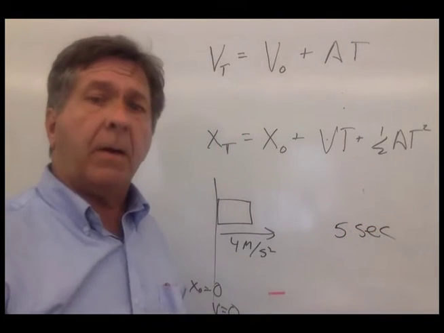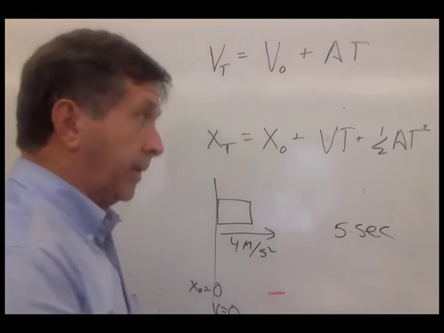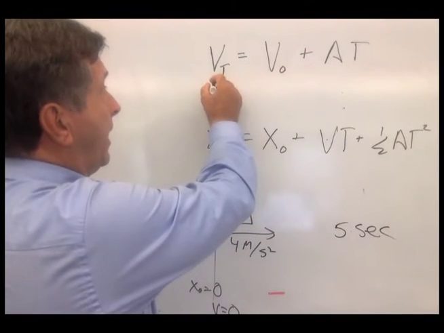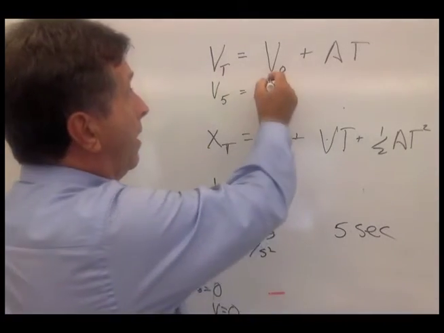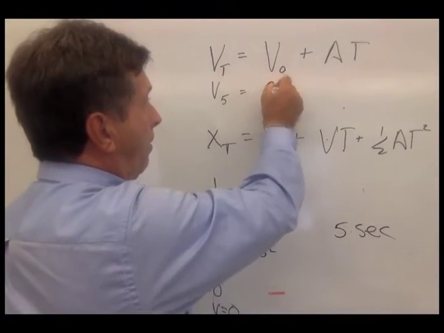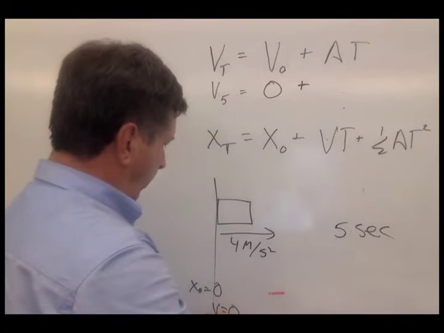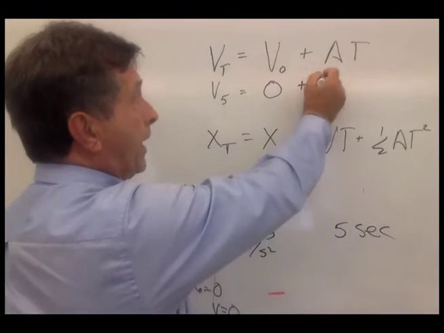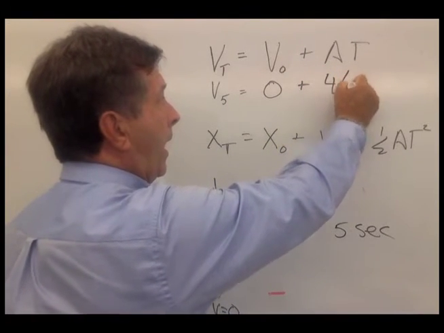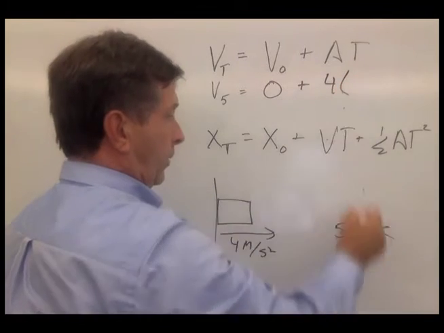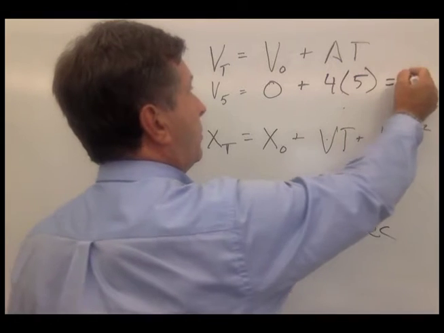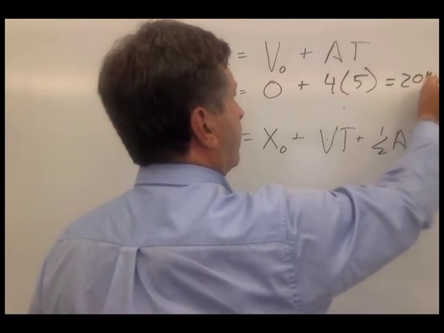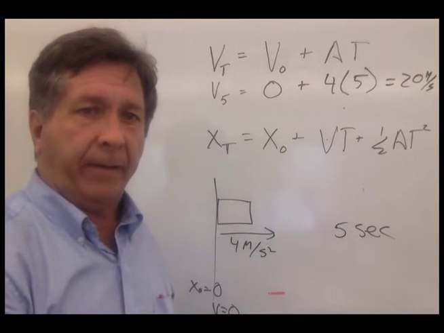Well, let's just go through very simply how we set up these equations. Our velocity in 5 seconds is equal to our initial velocity, which was 0, plus our acceleration, which we gave as 4 meters per second squared, times the time, which was 5 seconds. And that's equal to 20 meters per second. That will be his speed in 5 seconds.